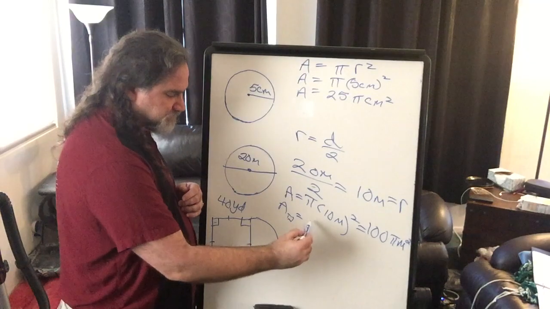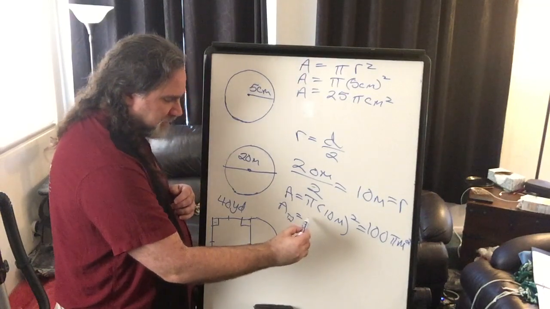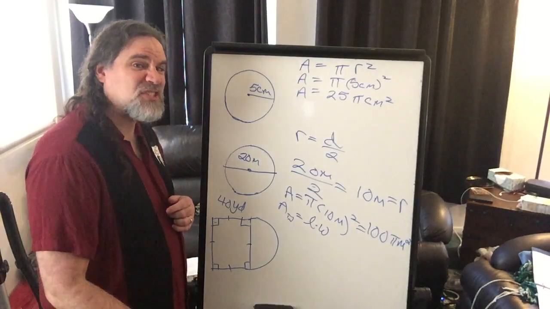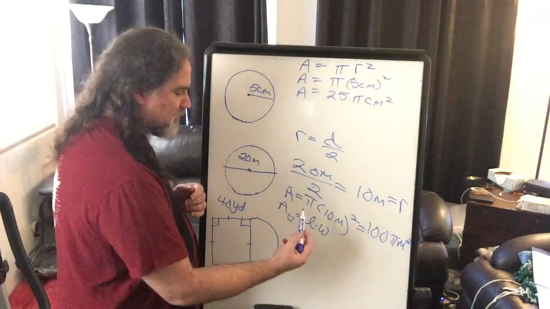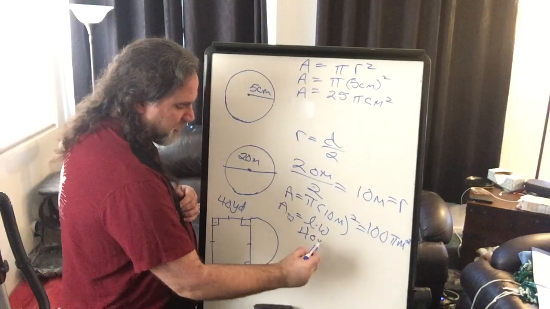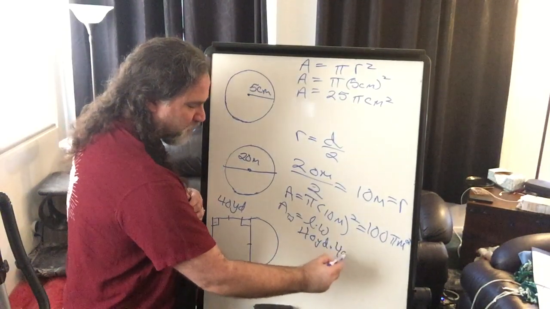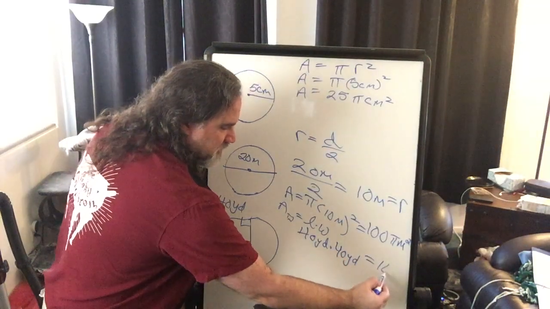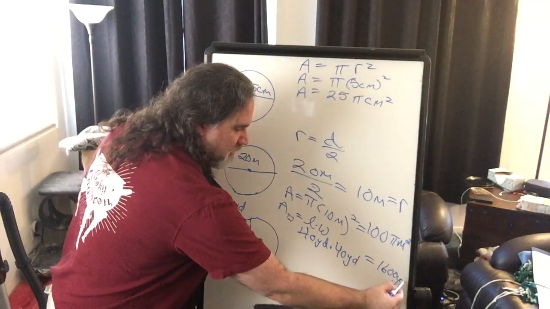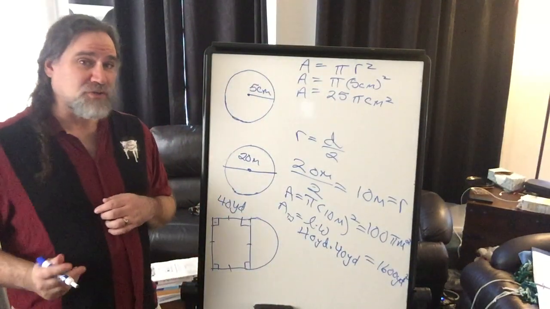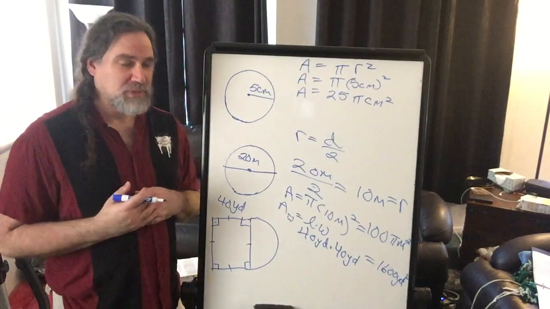is length times width. Sometimes you'll see it as side times side because it's a square. They're the same thing. So they are 40 yards times 40 yards, which is going to be 1,600 yards squared. Now that's this, but that's not my semicircle. I got to get that too. Okay?